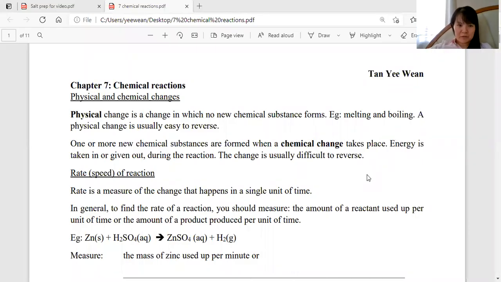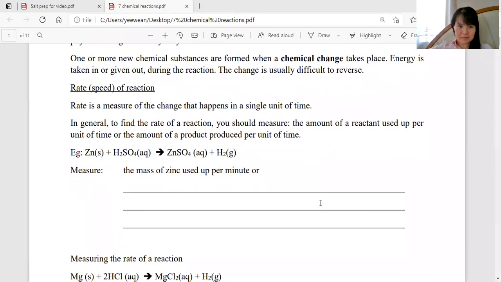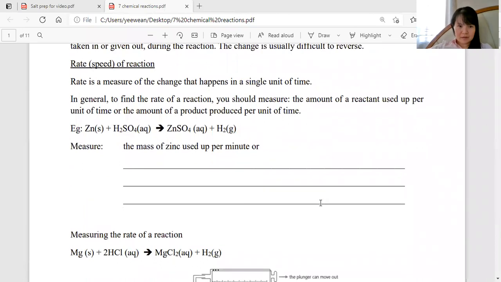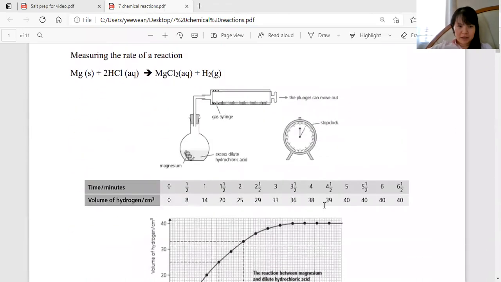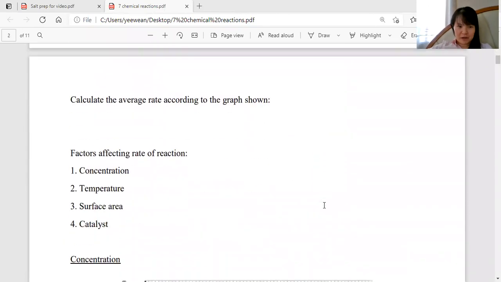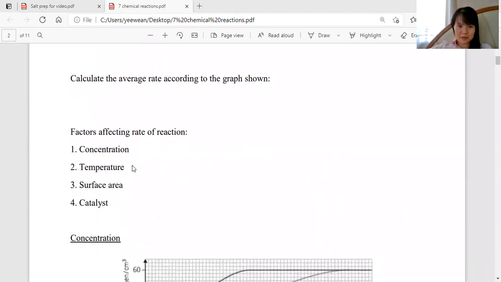This video is a revision of following the rate of a reaction. Rate of reaction is affected by 4 factors: concentration, temperature, surface area, and catalyst. In this video, we're going to discuss the effect of concentration and temperature.